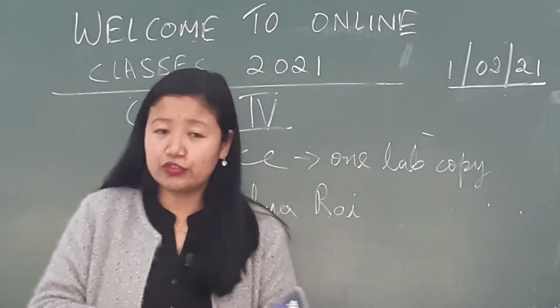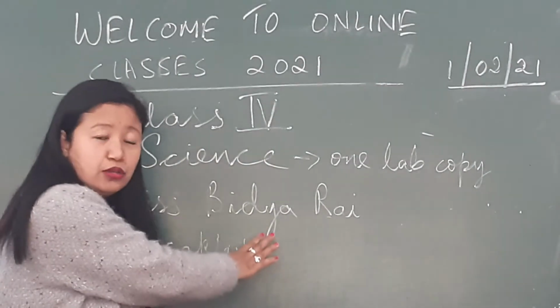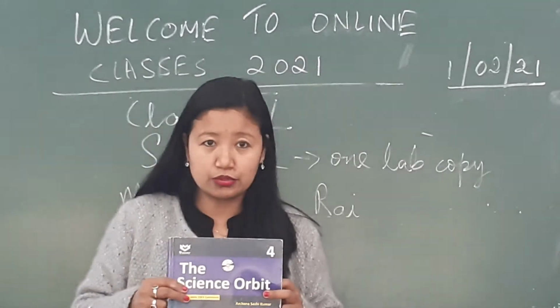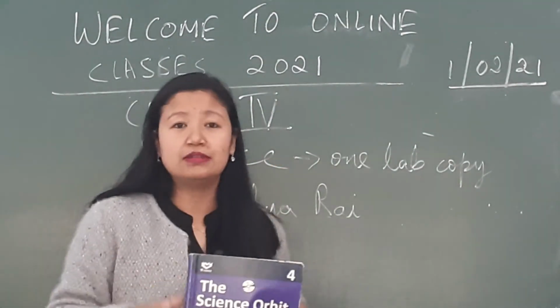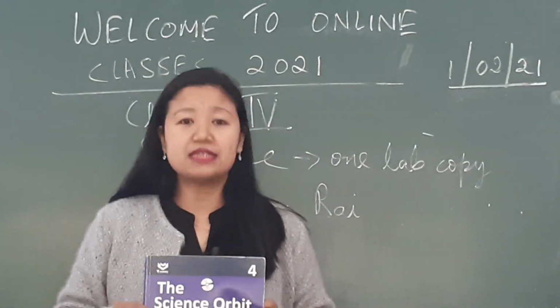Okay, I'll stop here for now. If you have any doubts, my name is Miss Vidya Rai. My number is there in the class group, and this is your science book. You need to make one science lab copy for your science. And if you have any doubts, please ask me.